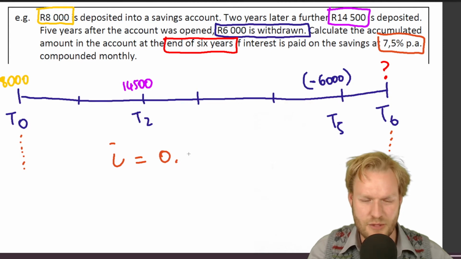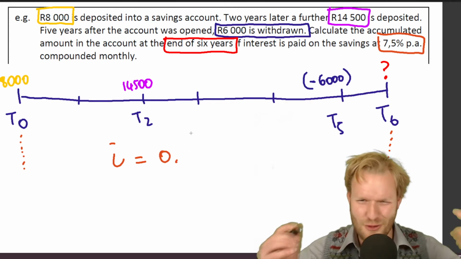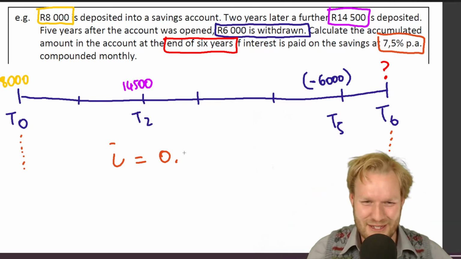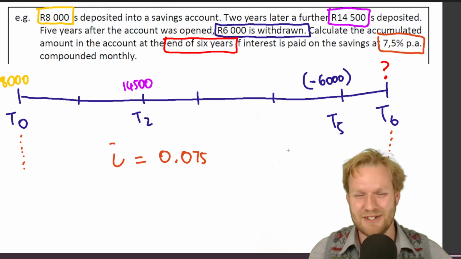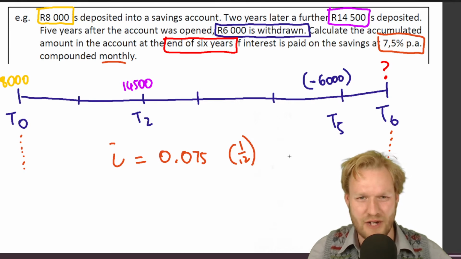So let's get back to those questions. How could we represent 7.5% as a decimal? Well, it's 0.075, right? And it's compounded monthly. So I like to just put a 12th in there instead of writing monthly.